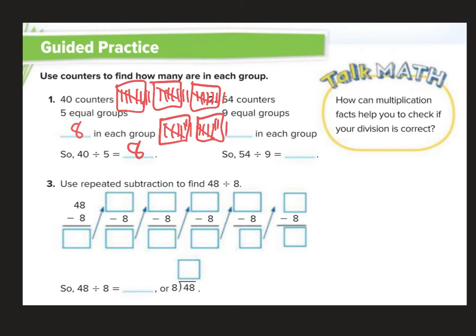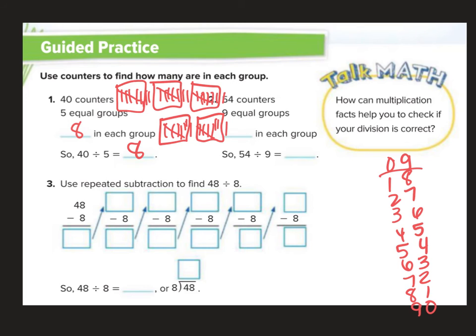All right, 54 counters into 9 equal groups. Here's the deal. We could just hold up our fingers, do the finger trick, or we could do our 9s trick. 9, 8, 7, 6, 5, 4, 3, 2, 1, 0. Which this is just 9, right? Okay, so if I want to know how many are going to 54, 1, 2, 3, 4, 5, 6. 6 do.